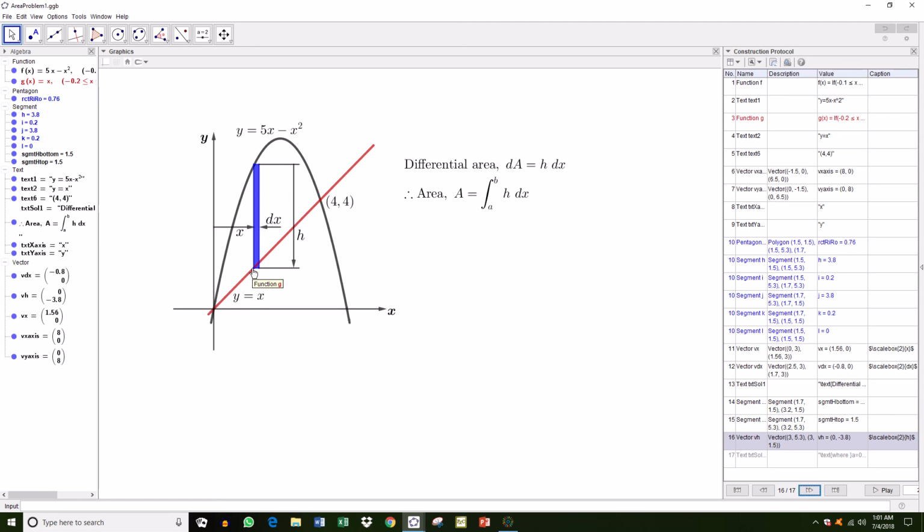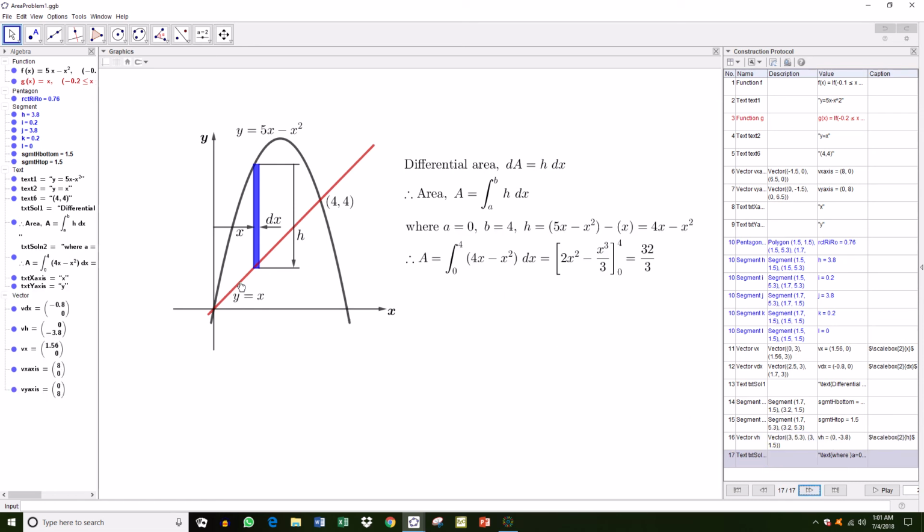Okay, so we would have a equals 0 to b equals 4, right? The x value here is 0 and the x value here is 4. So a is 0, b is 4. And h is 5x minus x squared minus x. That is precisely what I have here. And the rest of it is straightforward. Integral from 0 to 4 of 4x minus x squared, and you get 32 over 3.